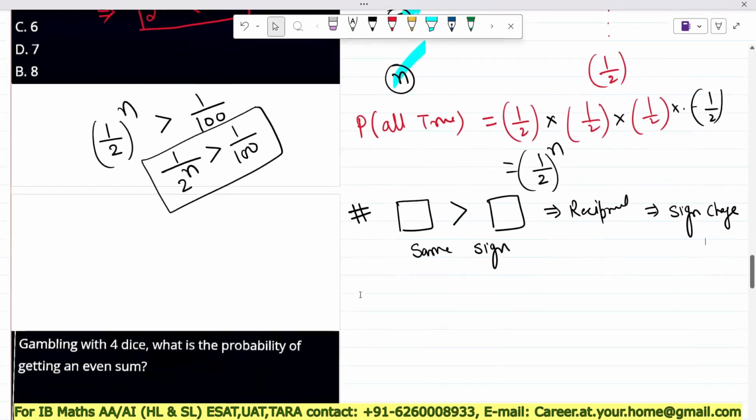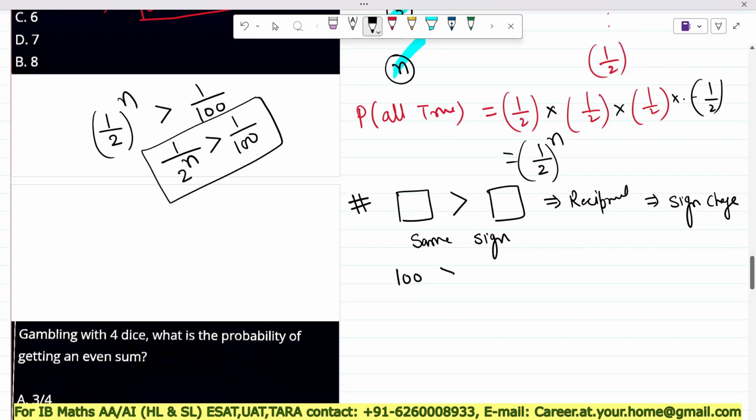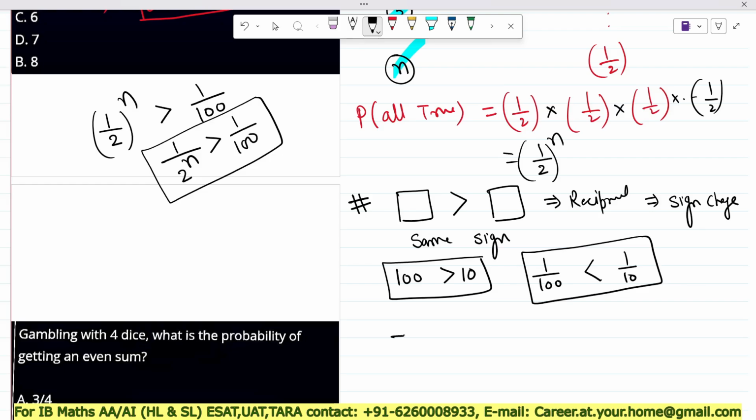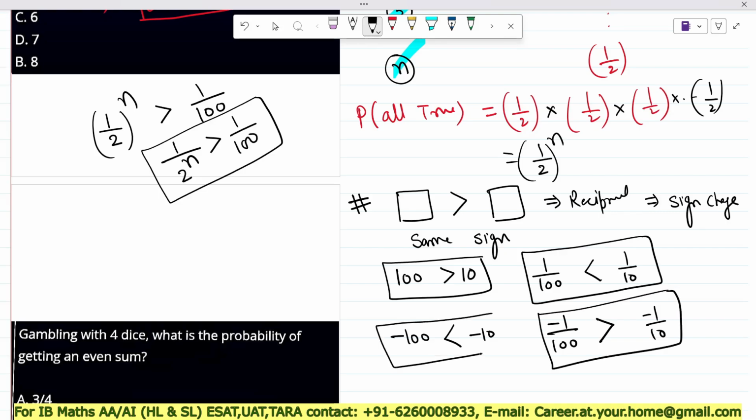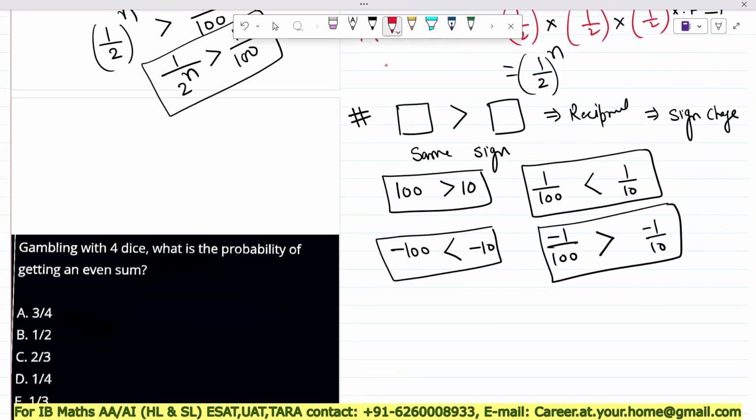Let me explain. Now suppose we know 100 is greater than 10, correct? If we do the reciprocal, 1 over 100 and 1 over 10, the inequality will get changed. Similarly, you know that minus 10 is greater than minus 100. If you do the reciprocal, minus 1 over 10 and minus 1 over 100, the inequality will get changed. With these two examples, one can assume that after doing the reciprocal, the sign will get changed. But let's see this one case.